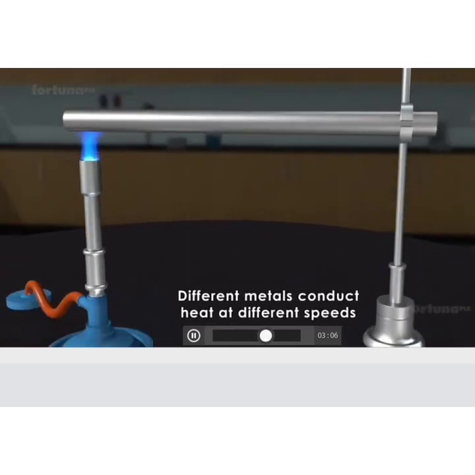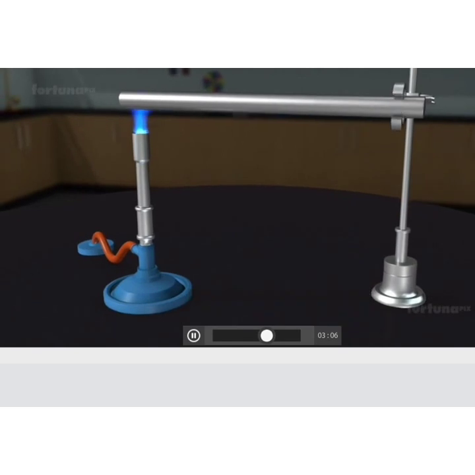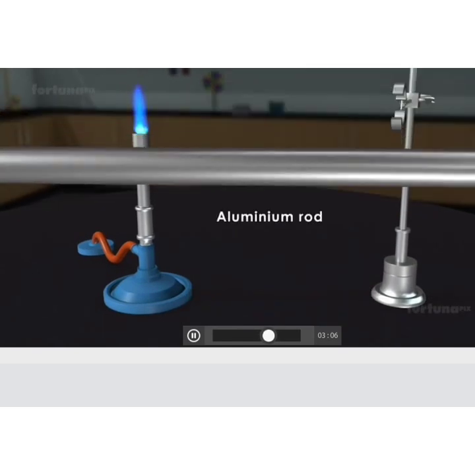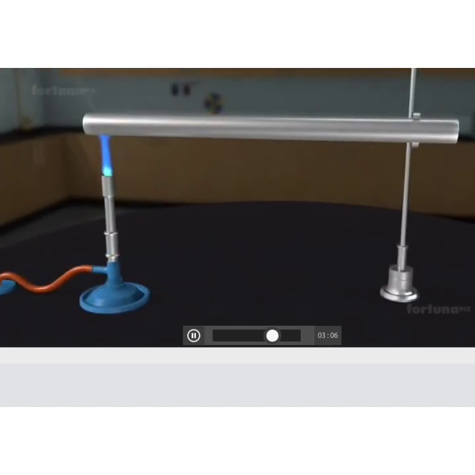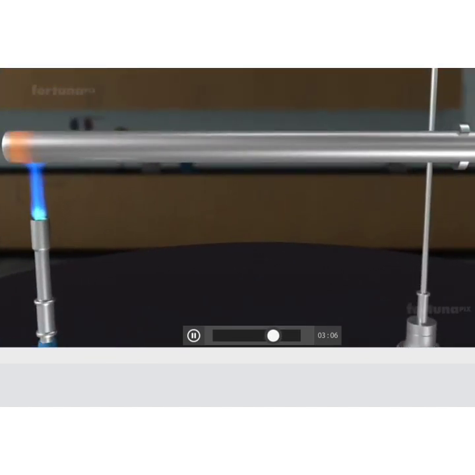Different metals conduct heat at different speeds. If we were to repeat our experiment using an aluminium rod, you would see the nails fall much faster than they did from the iron. The conduction of heat involves the transfer of heat from one place to another.